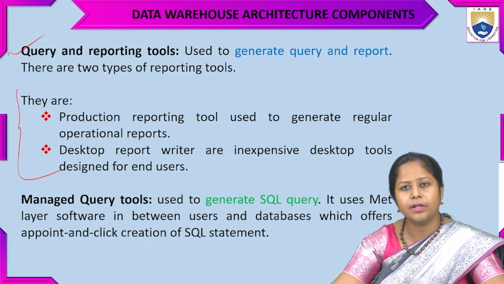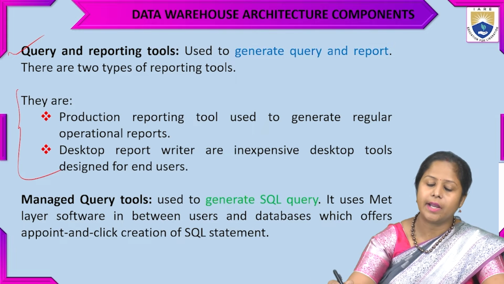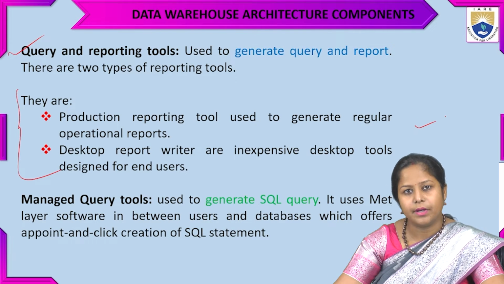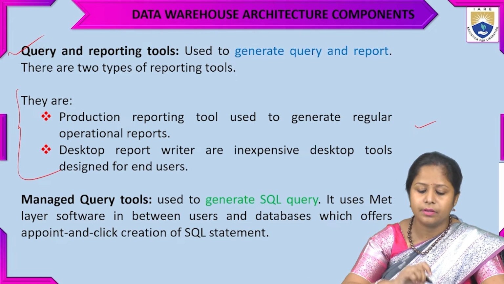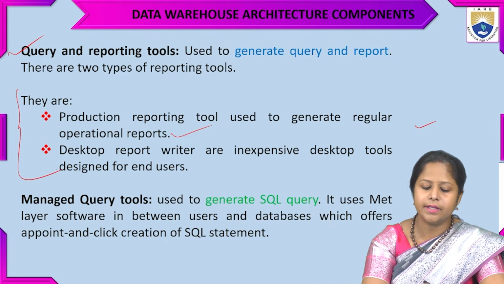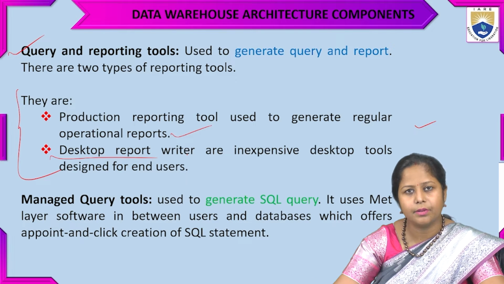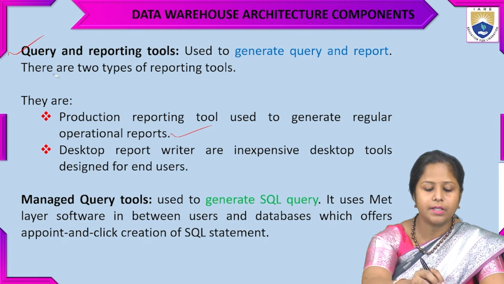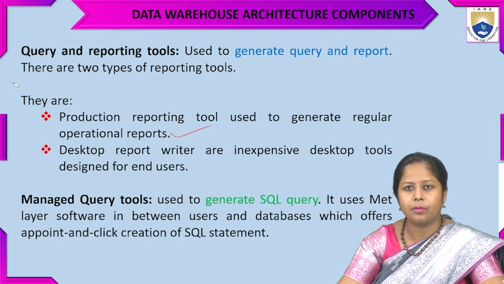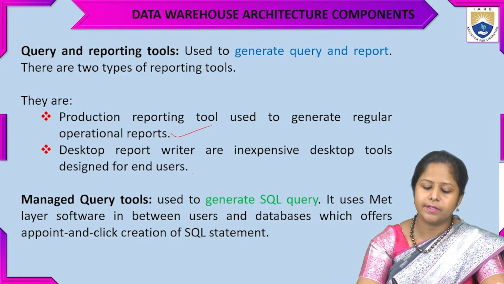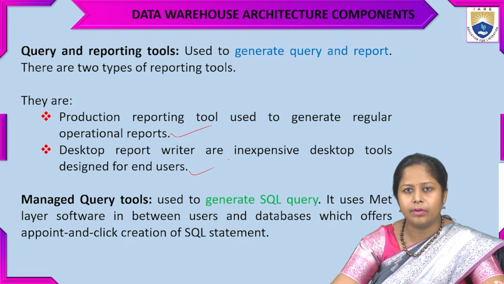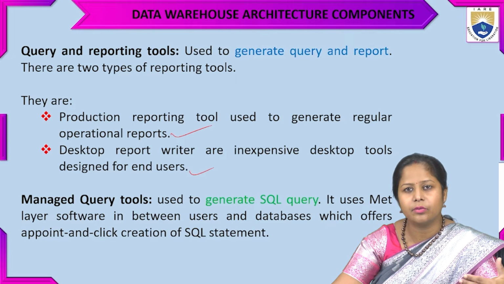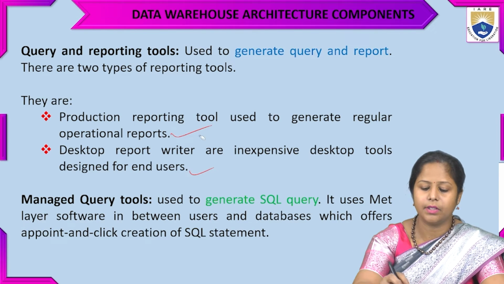First is the production reporting tool, which is used basically to generate regular operational reports, right? The production reporting tools are going to produce the operational reports. Second is the desktop report writer. These are inexpensive tools operating on the desktop, designed for the end user, for whom we are going to take and give the decision.